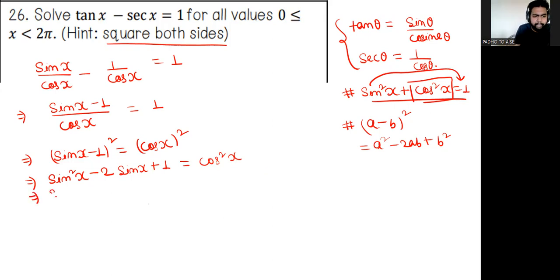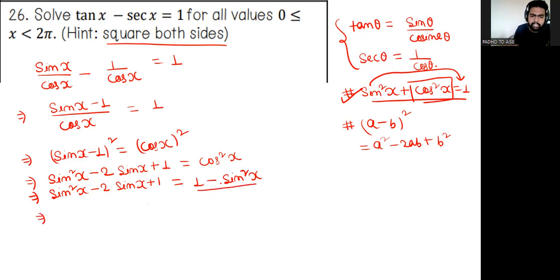So I could write sine square x as it is, minus 2 sine x plus 1. And instead of cos square x, what could I write? I could write 1 minus sine square x, using identity number 1, which you have studied. Okay, that is done.